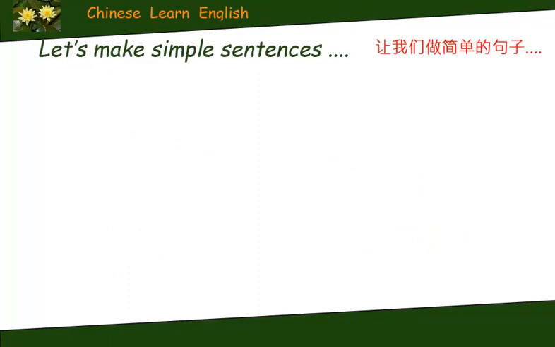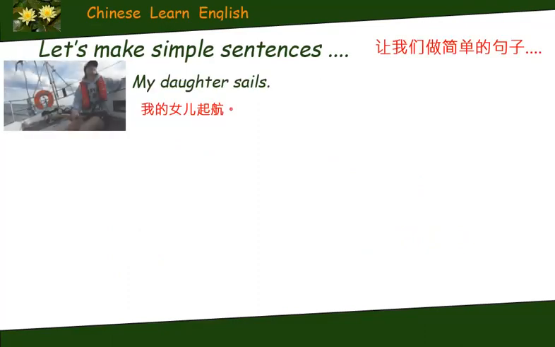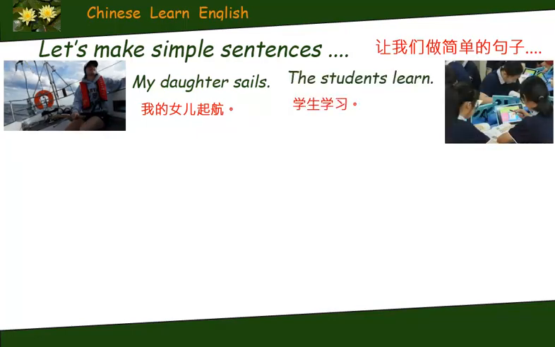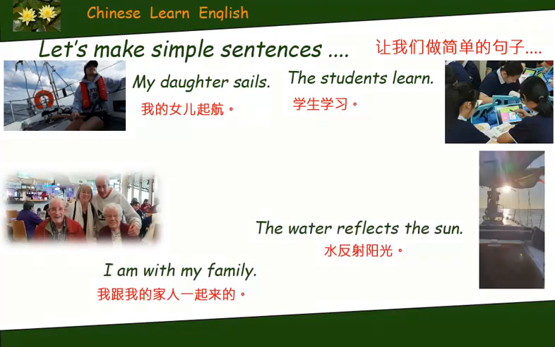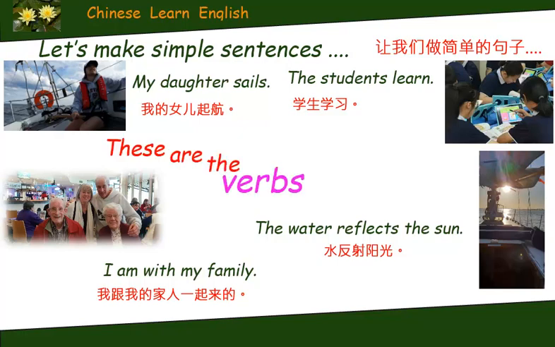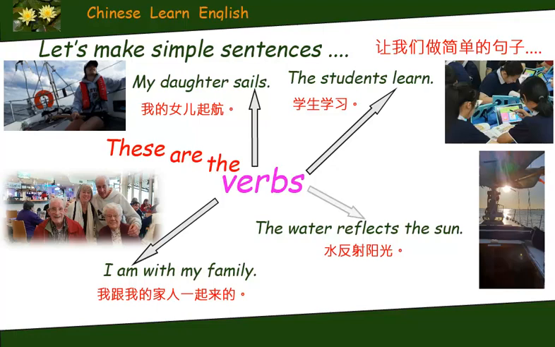Let's make simple sentences. My daughter sails. The students learn. I am with my family. The water reflects the sun. These are the verbs: sails, learn, am, reflects.